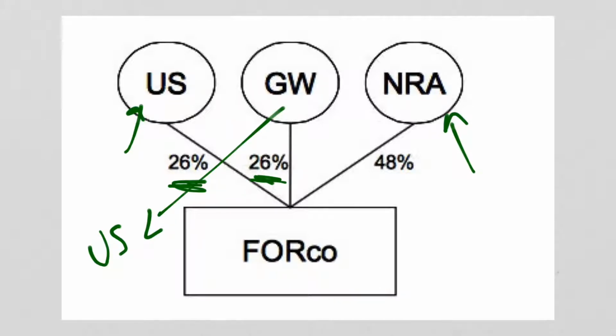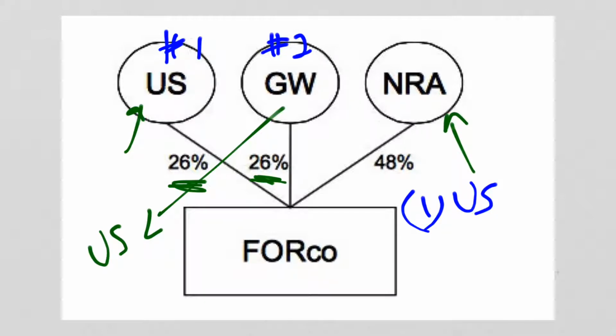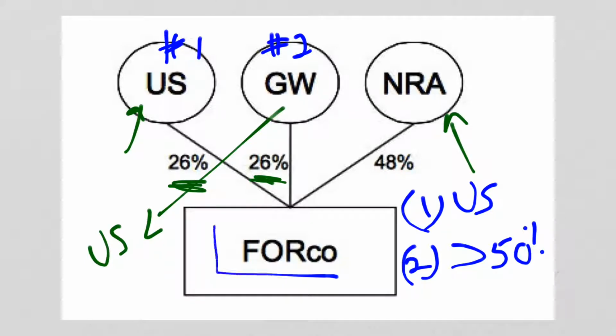So step 1, let's do it again. Step 1, do we have U.S. shareholders? Yes, we do. Who are they? Well, they're this guy, we'll call him number 1, and number 2. They're both U.S. shareholders. Step 2, do they collectively own more than 50%? And the answer is yes, because it's 52%. And therefore, Forco, in this case a foreign corporation, is going to be considered a CFC, controlled foreign corporation.